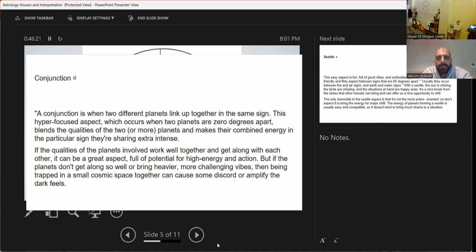Well done. If the qualities of the planets involved work well together and get along with each other, it can be a great aspect. Full of potential, high energy, and action. This is an action-driven alignment. But if the planets don't get along so well or bring heavier, more challenging vibes, then being trapped in a small cosmic space together can cause some discord or amplify the dark feelings. And that's clear.